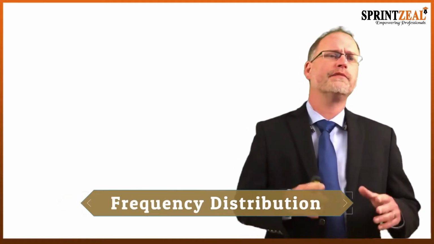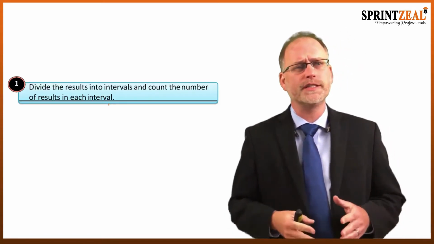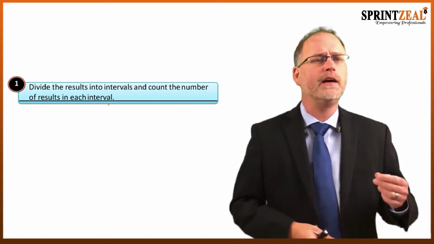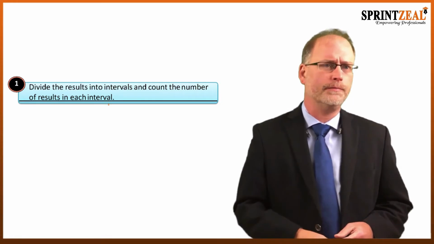So let's discuss frequency distribution. Now, frequency distribution is the grouping of data into mutually exclusive categories, showing the number of observations in each class. So to create our frequency distribution table, the first step is that we need to divide the result into intervals and count the number of results in each interval.